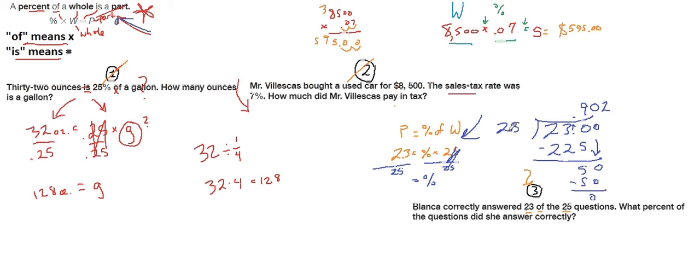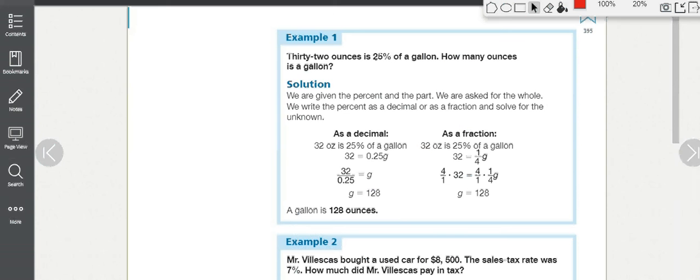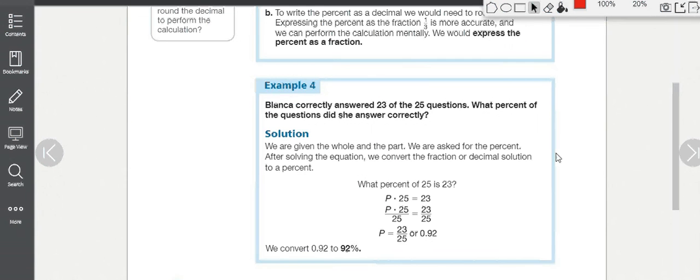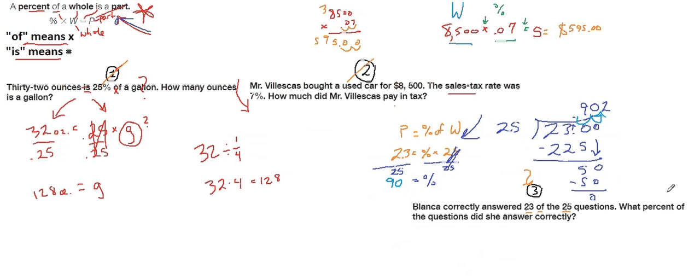What percent of the questions did she answer correctly? Percent means move this times 100. 90.2 or just 90%? How'd we do? Oh, 92. So 23 divided by 25. We should have dropped the 0 first. We didn't need to put this in. That was my mistake. This is 92%.